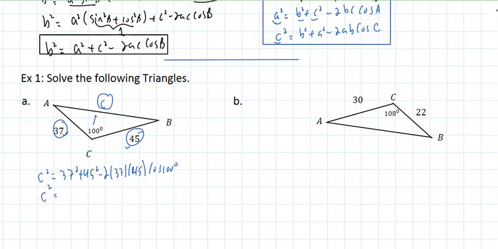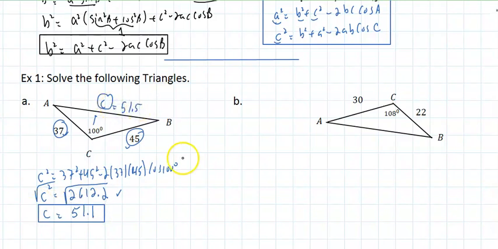So I'm going to figure out what this is in a minute. If I throw this in my calculator, I'll get 2612.2, and if I take the square root of both sides, I'll get side C to be simply 51.5. And now that I know this, I could use the law of sine or the law of cosine to figure out the rest. It doesn't matter.